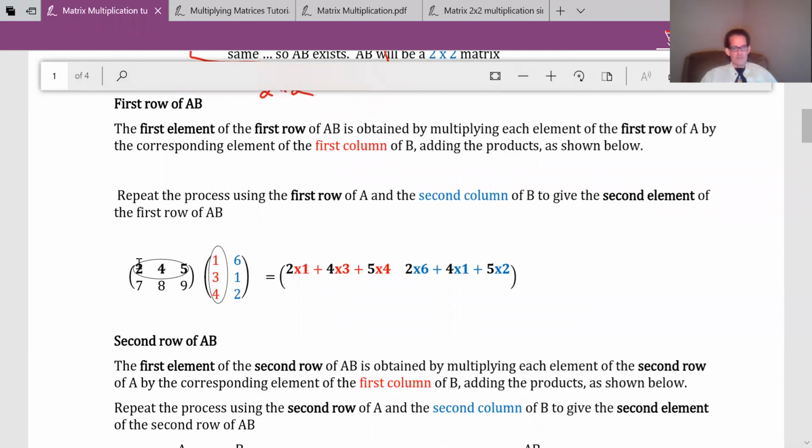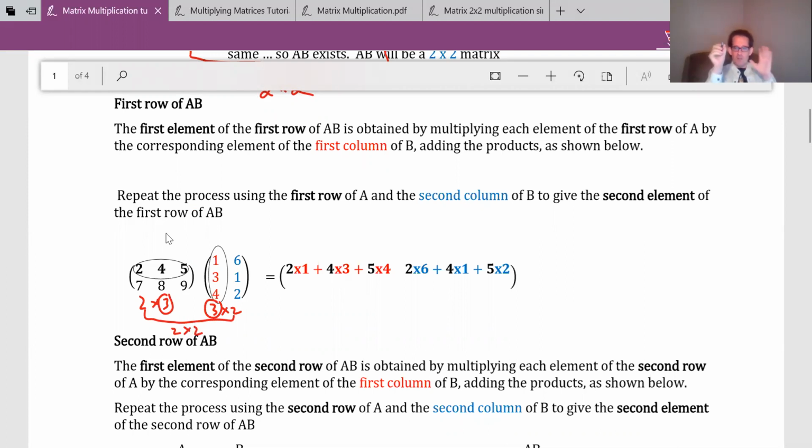Okay, so this one is a 2 by 3 matrix, and matrix B is a 3 by 2. Now, do you see how these numbers are both the same? This column matches this row. They're both 3. So what that means is that our product is going to be a 2 by 2 matrix.